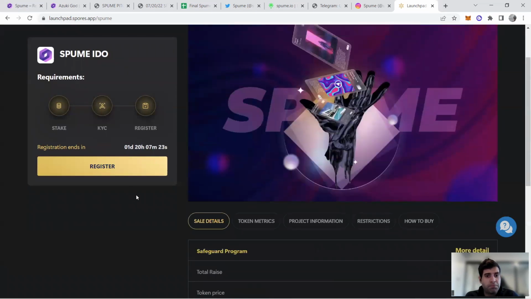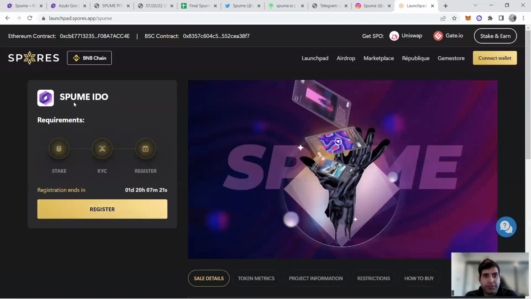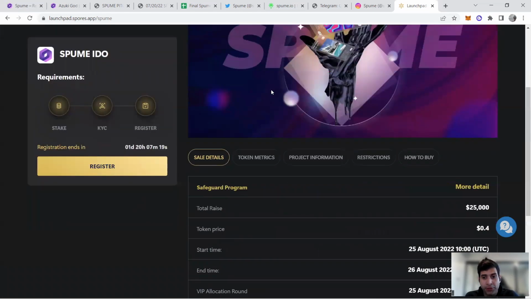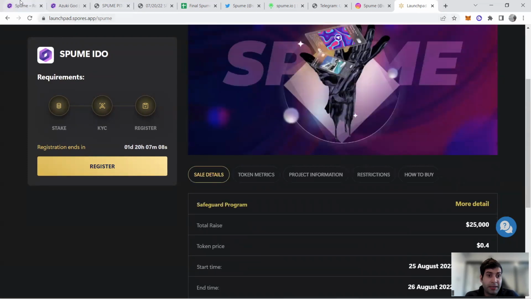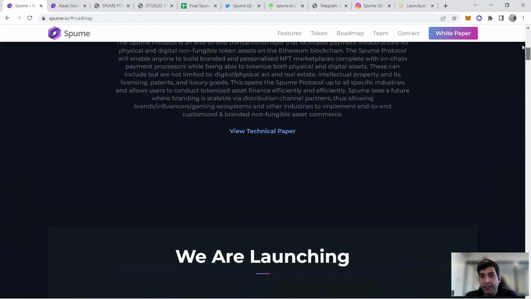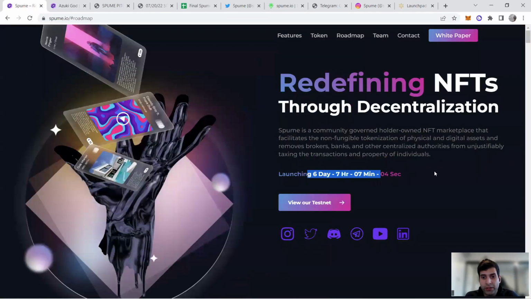Now, they're going to have a raise of $25,000, so it's quite limited. But if you get in early, you have a high chance to participate. Now, I can't tell you which centralized exchanges, but they're all at the token generation event, which is happening on the 29th. And there is a time counter here, which is in 6 days and 7 hours.